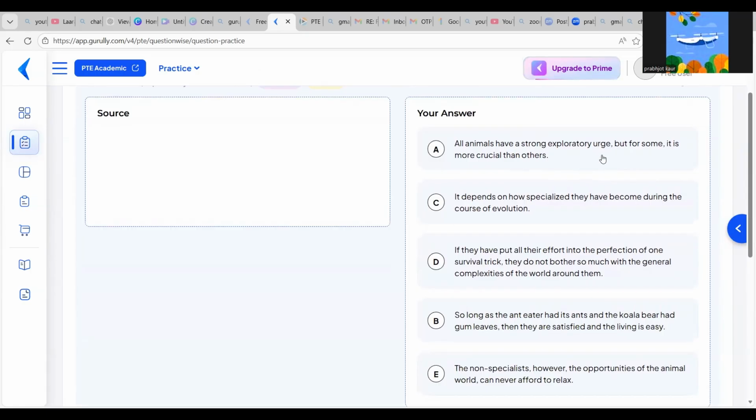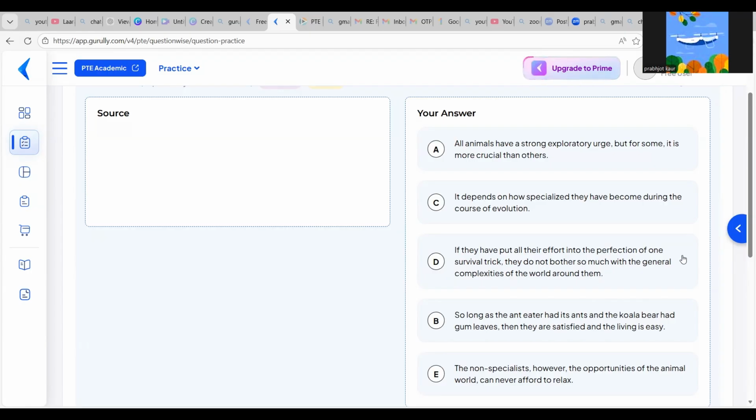So all animals have a strong exploratory urge. For some it is more crucial than others. It depends on how specialized they have become during the course of evolution. If they have put all their efforts into the perfection of one survival trick, then they do not bother too much with the general complexity of the world around them. As long as the anteater had its ants and the koala bear had gum leaves, they are satisfied, and living is easy.